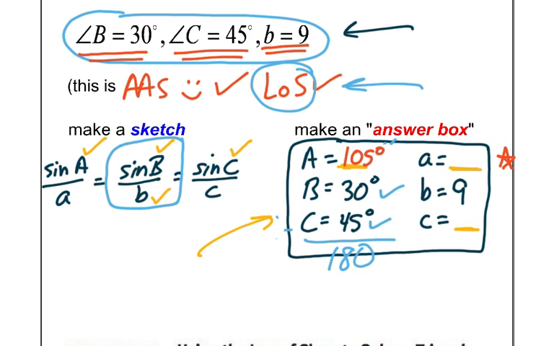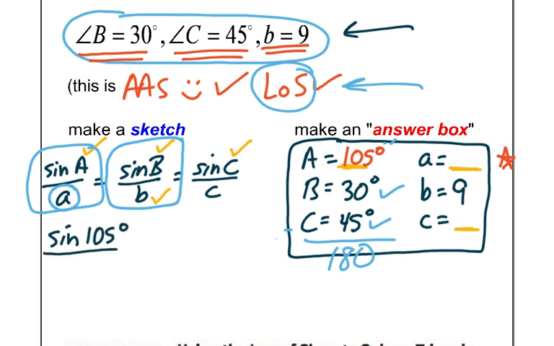And then over here on the left side, because I'm looking for side A and I'm given angle A, I'm going to use that fraction too. So I'm going to choose these 2 fractions to play with to start our law of sines game. All right, so we have sine of A, and A here was 105 degrees, divided by the mystery A that we're looking for, equals the sine of angle B, which is 30 degrees, divided by side B, which is 9. Great, okay. So you can see that we have numbers for everything except for A, which is what we're looking for. That's our one variable.